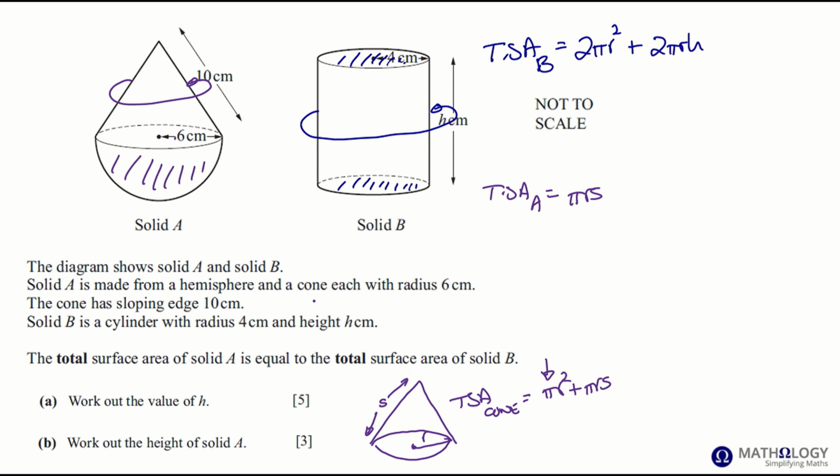Now the total surface area of a hemisphere, if we take a hemisphere on its own, the circular face will be pi r squared.